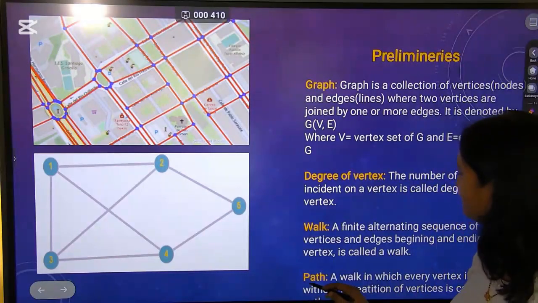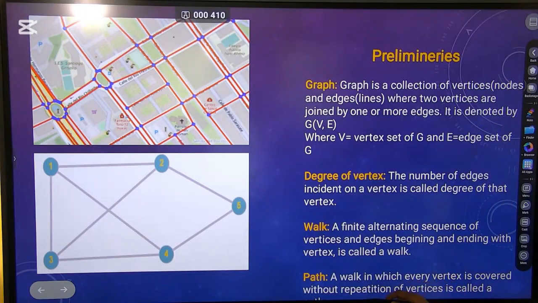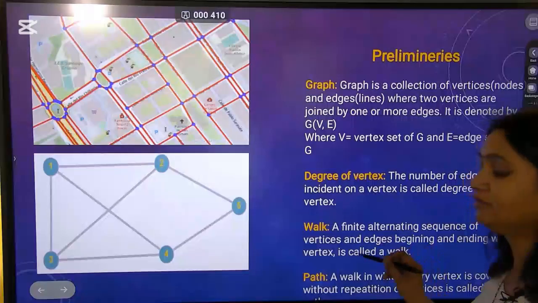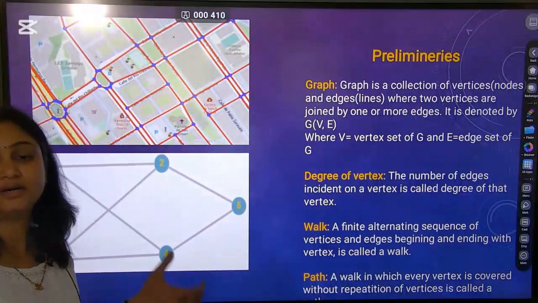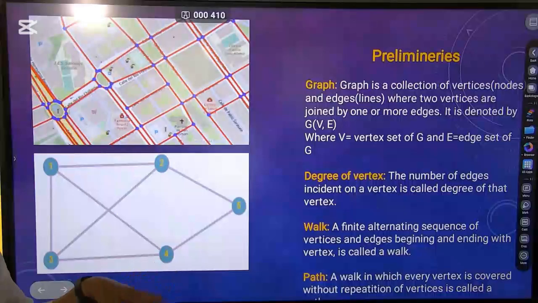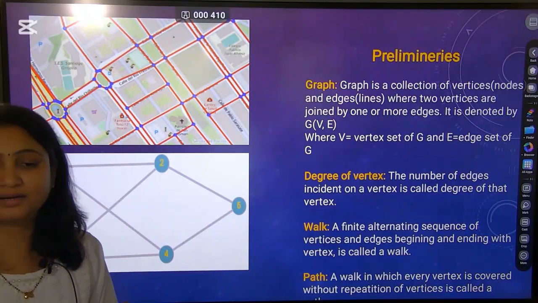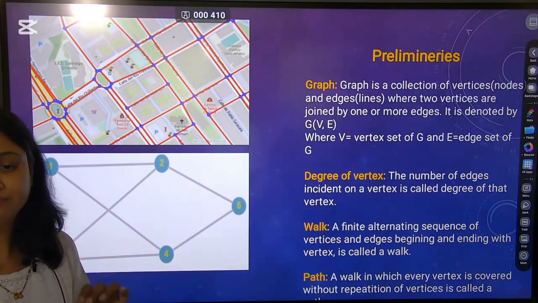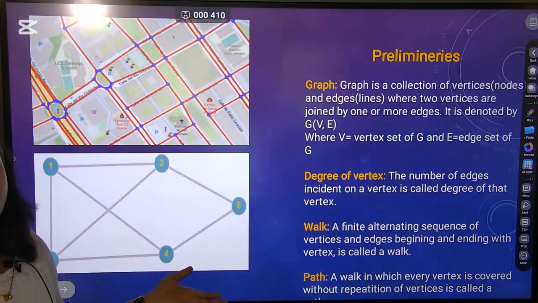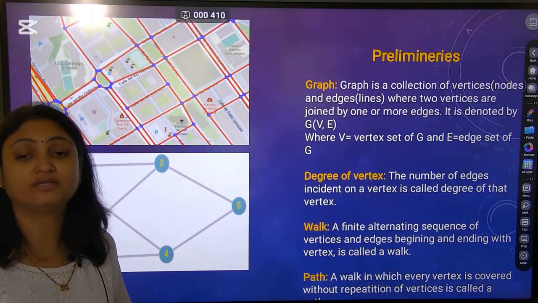The next terminology is path. So, what is a path? A walk in which every vertex is covered without repetition of vertices is called a path. That means we have to find a walk that does not cover a vertex more than once, and this is called a path. A walk may consist of repetition of vertices, but a path does not consist of repetition of vertices. So, such type of walk is called a path. Now, these are some basic concepts we need before we see what is Euler's graph.